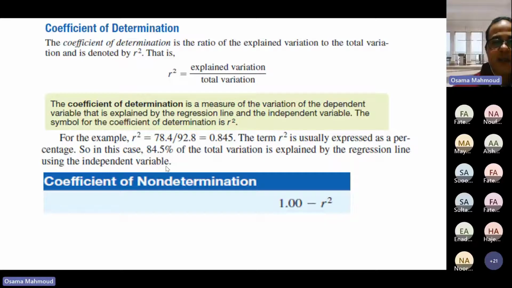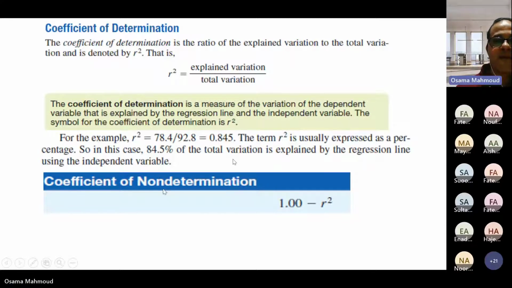There is another coefficient called the coefficient of non-determination. The total value is 1 or 100%. If I subtract the coefficient of determination from 100% or 1, I will have another coefficient called the coefficient of non-determination.